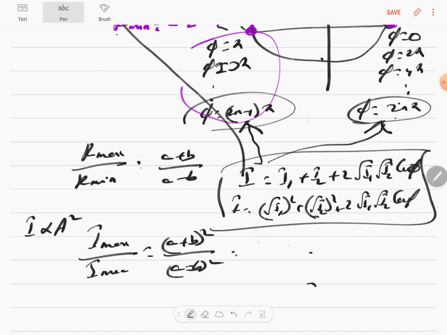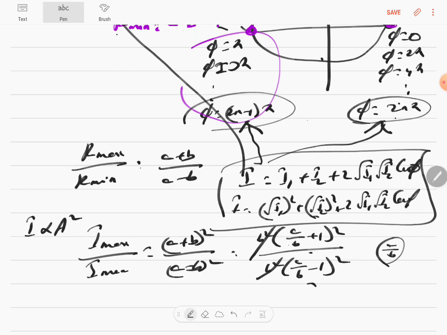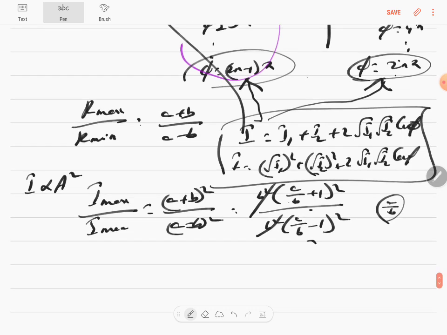Numericals, as I told you, we can always take b square out: (a/b + 1) the whole square by (a/b − 1) the whole square, and b square gets cancelled. So if they give you the ratio of the incident amplitudes a and b, you can find the intensity maximum by intensity minimum using all this.